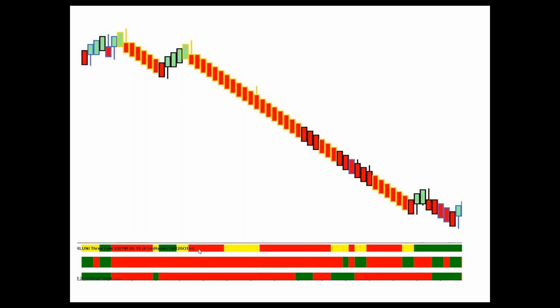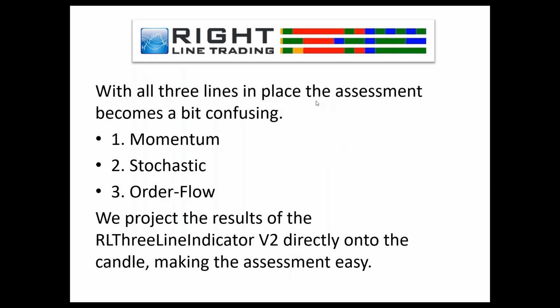We have to have momentum line 1, stochastic line 2, order flow line 3, all aligning to the upside or downside, no yellow, either green or red in the direction of our trade. Now, to make it easier, what we do is this. When all three lines are aligned, we are assessing momentum, stochastic, and order flow.